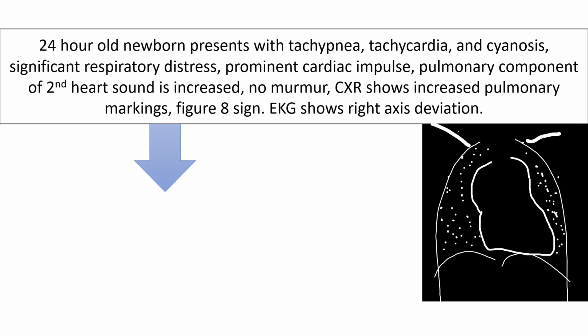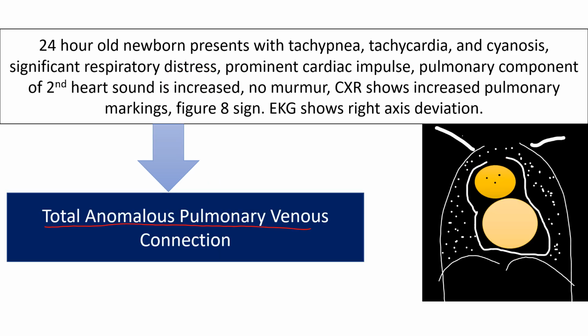24-hour-old newborn presents with tachypnea, tachycardia, cyanosis, significant respiratory distress, prominent cardiac impulse. Pulmonary component of second heart sound is increased. No murmur. Chest X-ray shows increased pulmonary vascular markings or ground glass appearance. Figure 8 shaped heart. EKG shows right axis deviation. What is the most likely cause? Again, total anomalous pulmonary venous connection or return. Remember, figure 8 sign or snowman appearance, ground glass appearance of the lung, not responding to oxygen and lung surfactant after the diagnosis of severe respiratory distress syndrome.